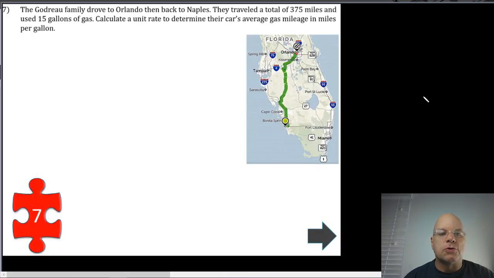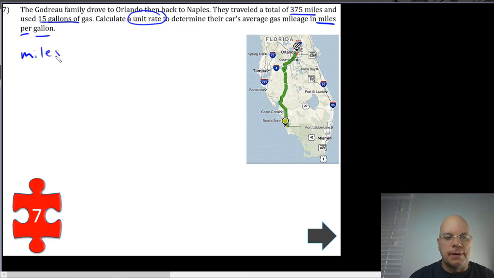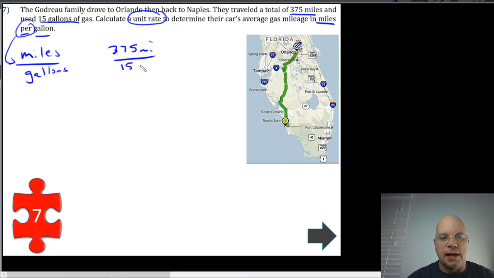The Gaudreau family drove to Orlando, then back to Naples. They traveled a total of 375 miles and used 15 gallons of gas. Calculate a unit rate to determine the car's average gas mileage in miles per gallon. Miles per gallon is miles divided by gallons. That's what per means. It means divide. So you take your miles, 375, and you divide it by the gallons, 15 gallons. 375 divided by 15 is pretty easy.